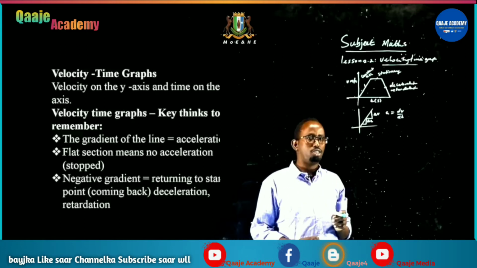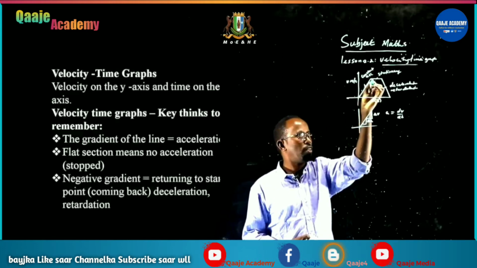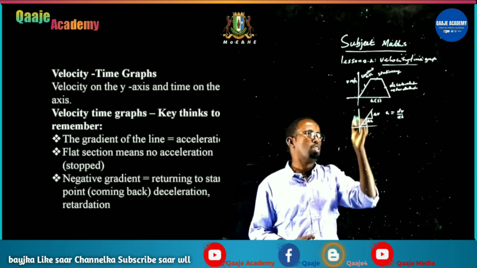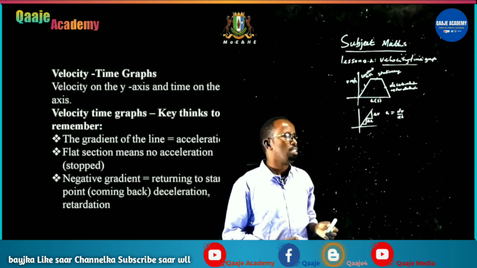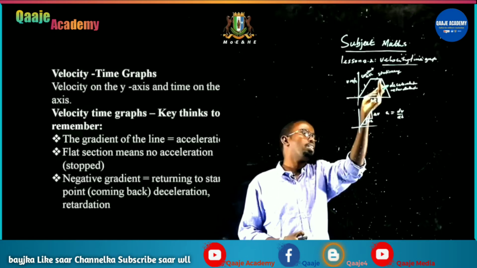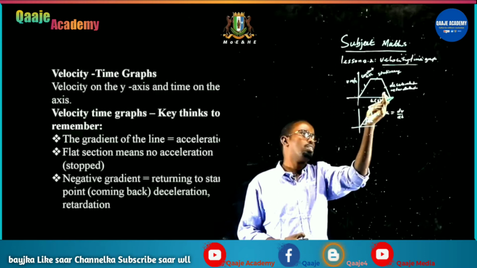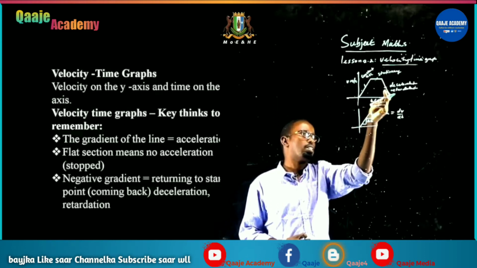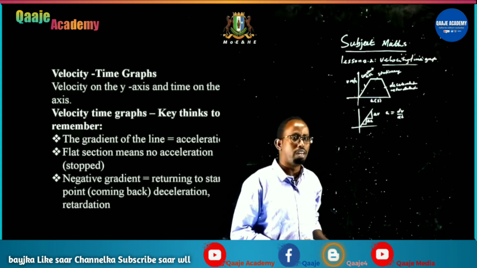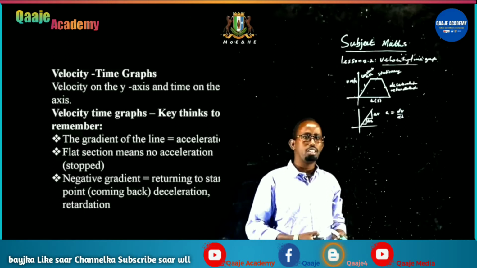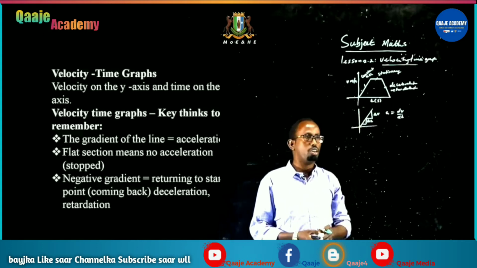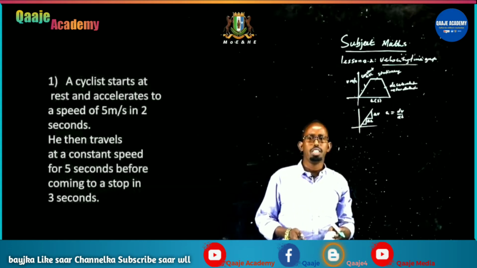The flat section means no acceleration. The flat section is here. So this one is the acceleration is equal to 0. The gradient of any horizontal line is always equal to 0. And then the negative gradient means this side. So the acceleration is negative. Therefore, this one means returning to start point or coming back. This backward is known as deceleration or retardation or negative acceleration.